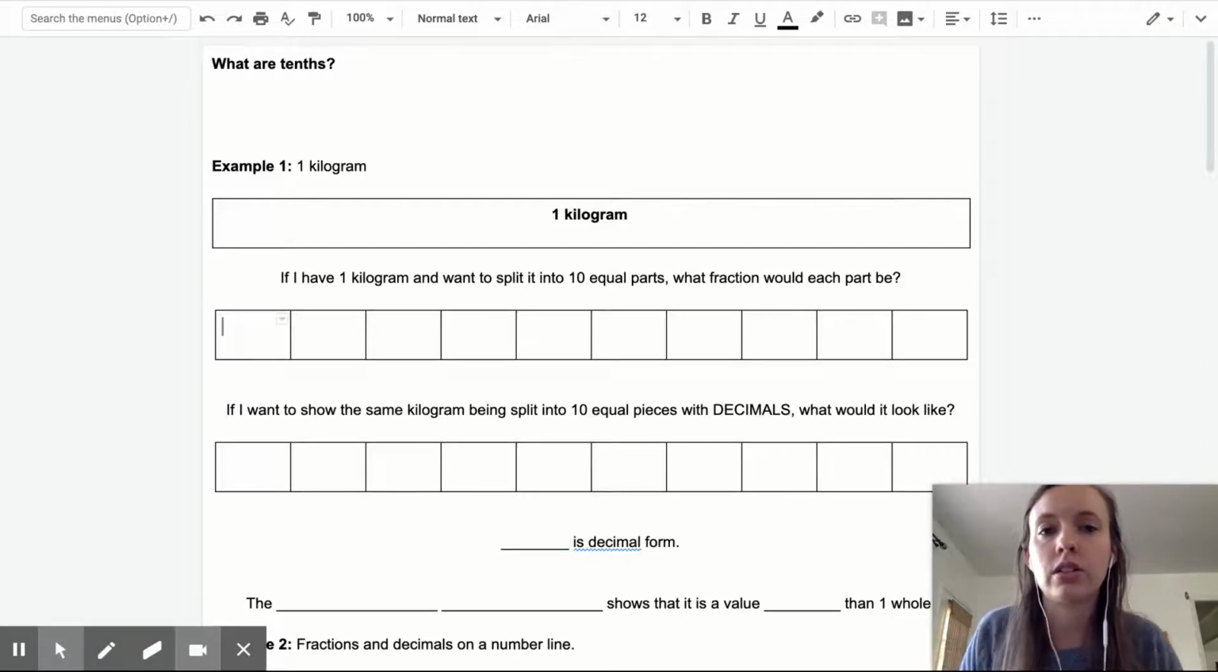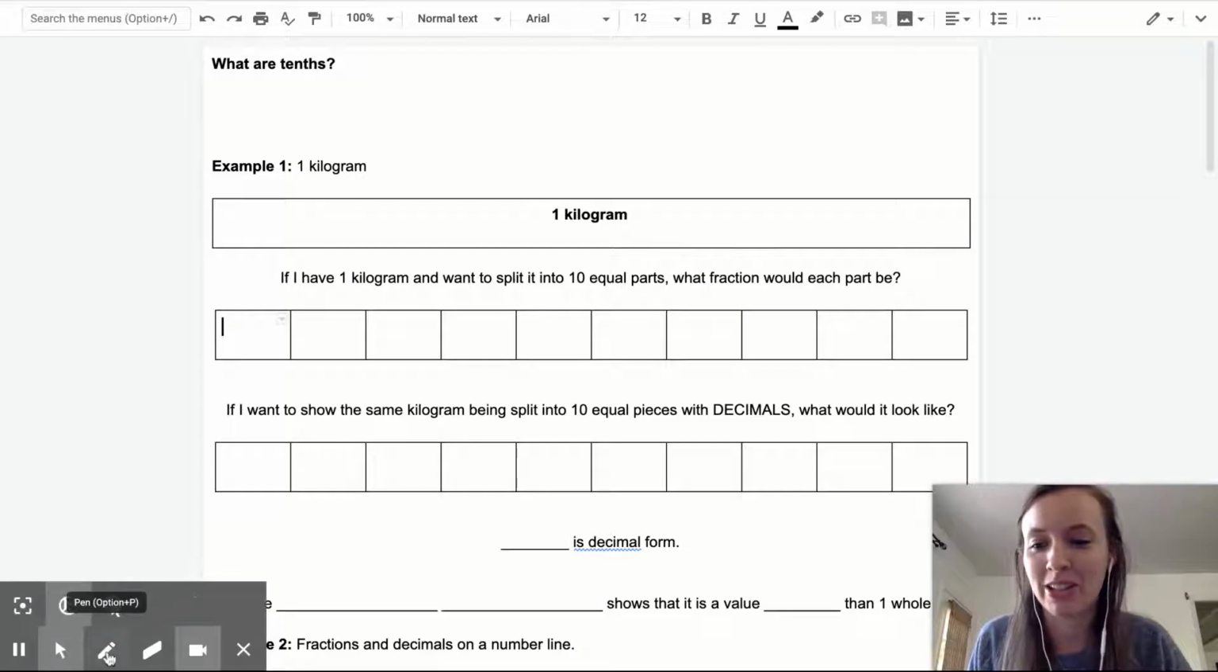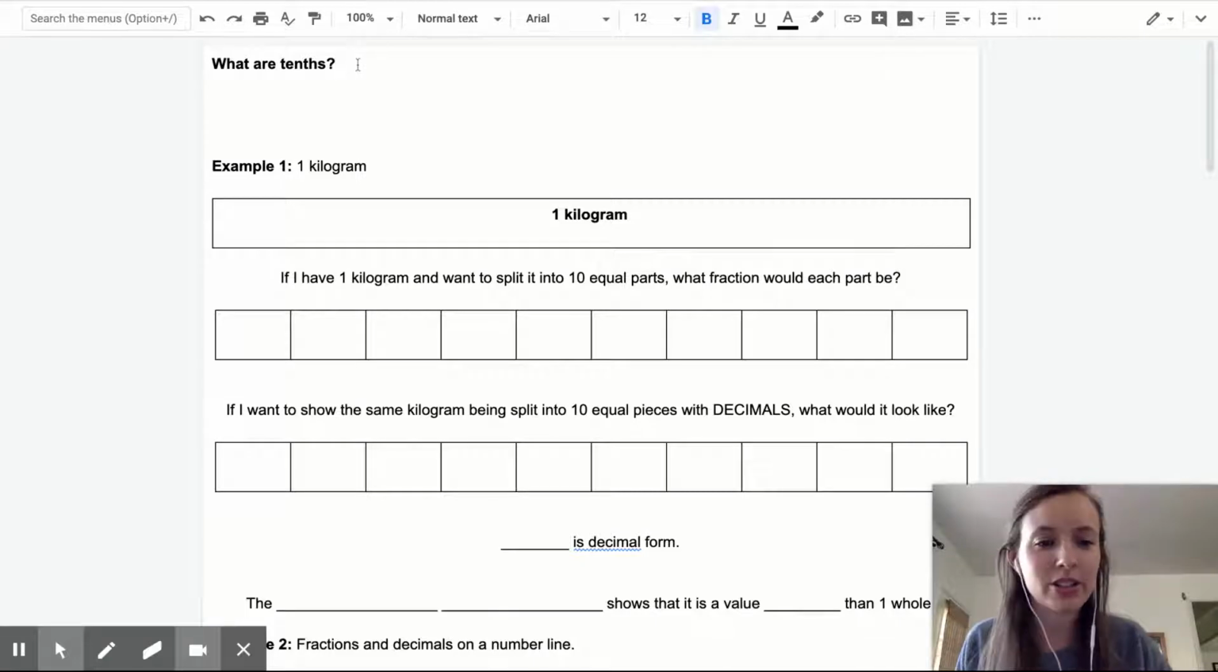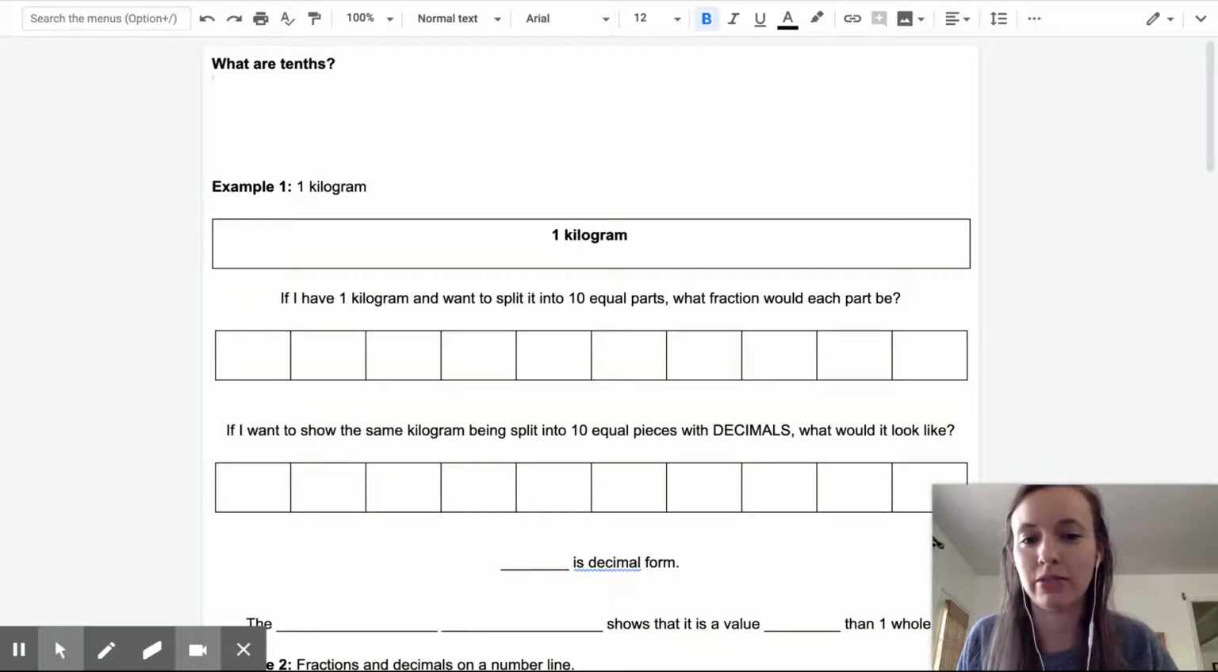Feel free to grab your own sheet of paper and take notes as we go through these example problems, or feel free to look back at this video when you move on to your classwork and homework if you have any questions. So bear with me as I'm learning how to use all of this new technology, and here we go. All right, so our main idea for today's lesson is what are tenths?